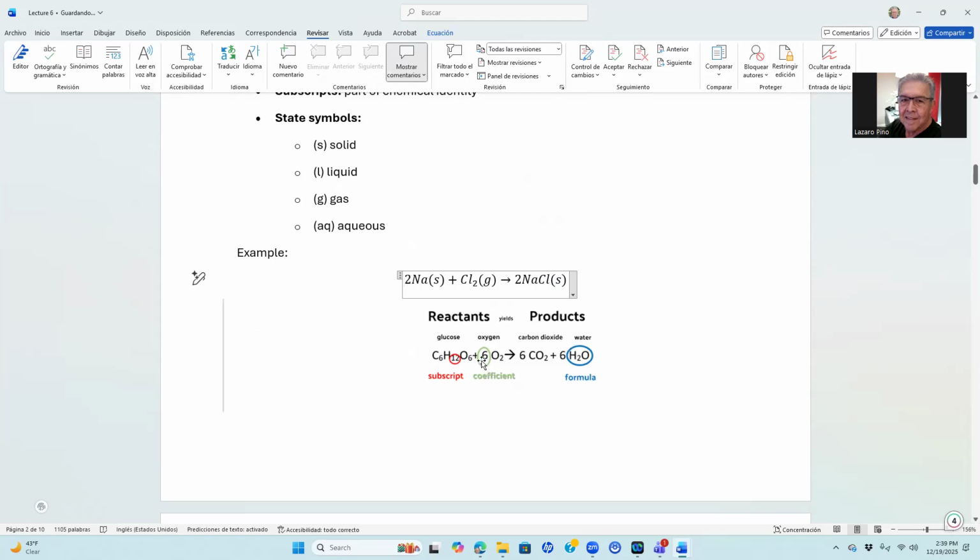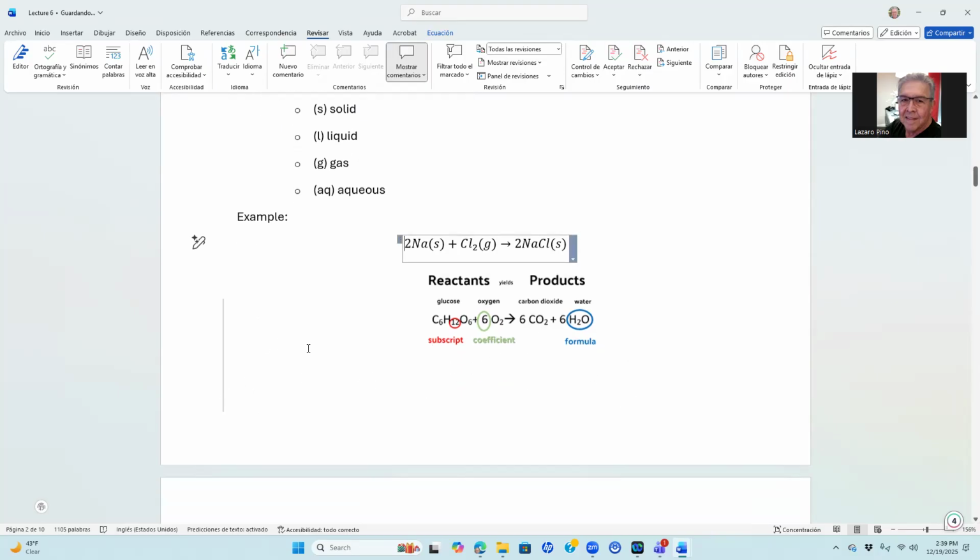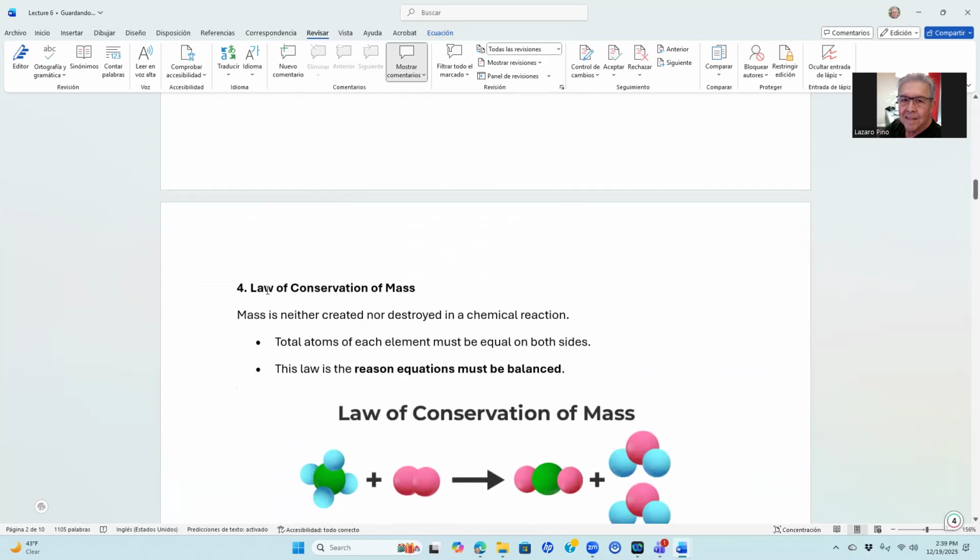This is what we call a coefficient, this is a subscript, and this is the formula of the compound. The formula of the compound cannot be changed. The subscripts cannot be changed, but the coefficients can be modified in such a way that the number of atoms in the reactants will be the same as in the products, according to the law of conservation of mass.